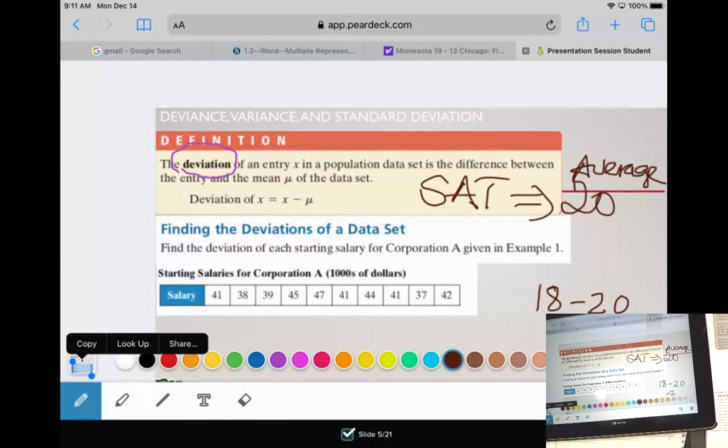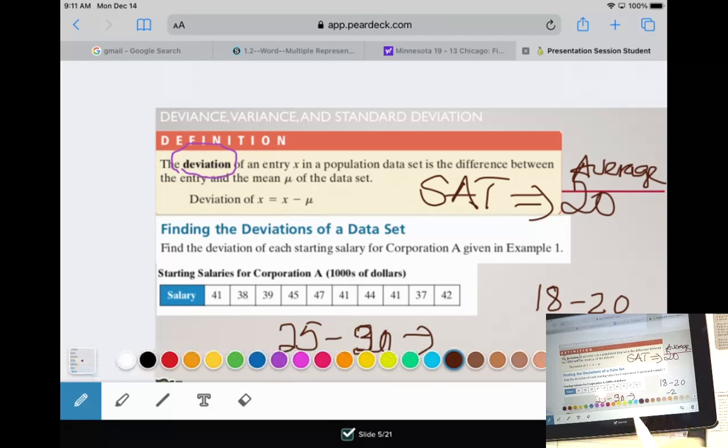Or for those who did much better, they got 25. If your score is 25, we take 25, take away 20, that's what gives you the deviation. Where are you compared with the average? So that would be 5 points above the average. So it's important for us to know the deviation.